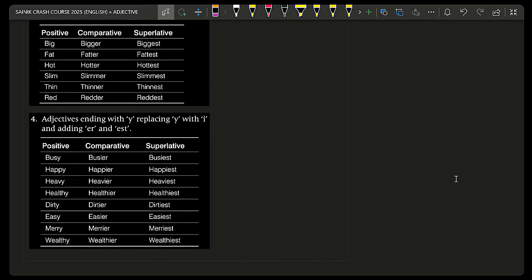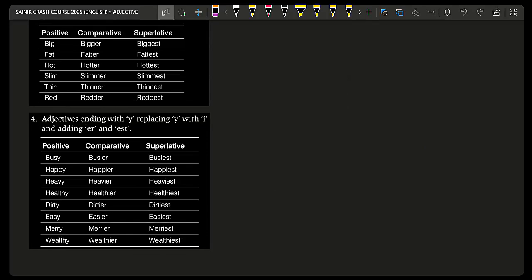Happy, Y will be replaced by I and we add ER. Happier, happiest. Heavy, heavier, heaviest. Healthy, healthier, healthiest. Dirty, dirtier, dirtiest. Easy, easier, easiest. Merry, merrier, merriest. Wealthy, wealthier, wealthiest. And next, the fifth type of creating comparative and superlative degrees.